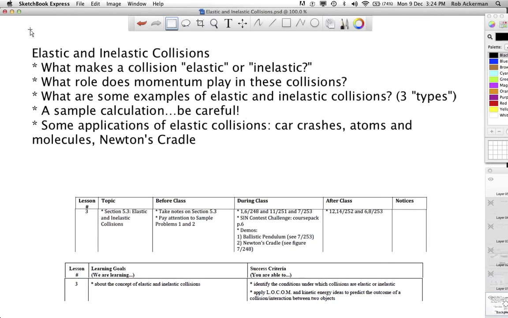Thanks for watching. The topic of today's video is elastic and inelastic collisions. We're going to start looking at collisions in a little bit more detail, this time not only from the point of view of momentum, but also from the point of view of kinetic energy.